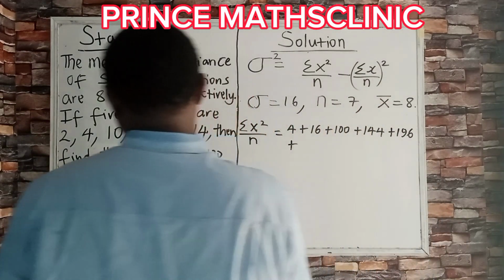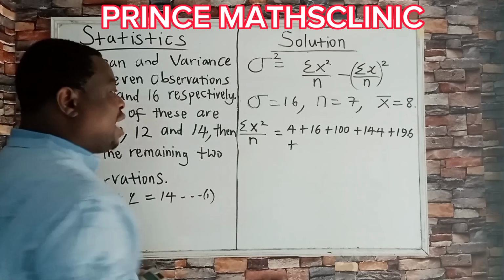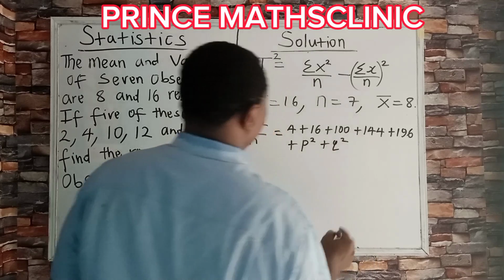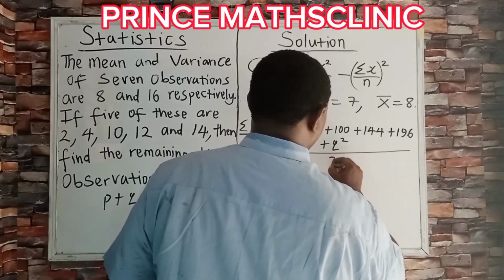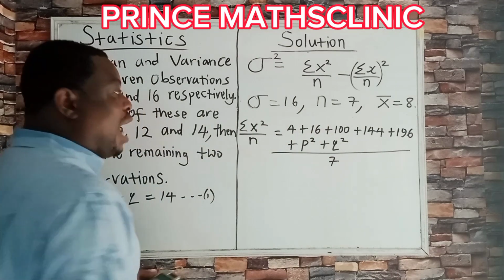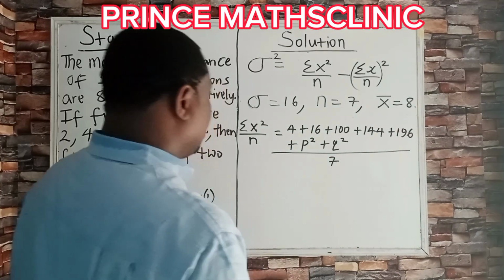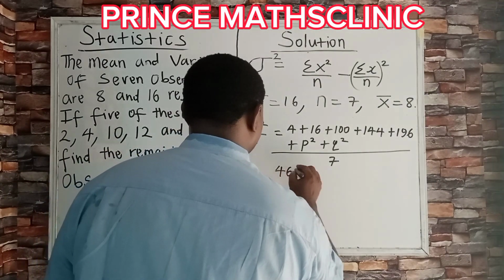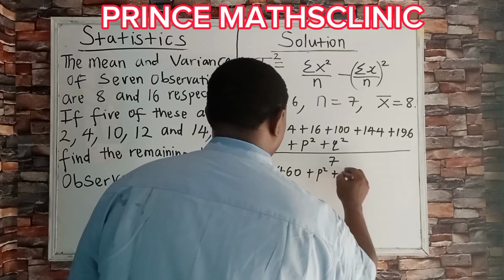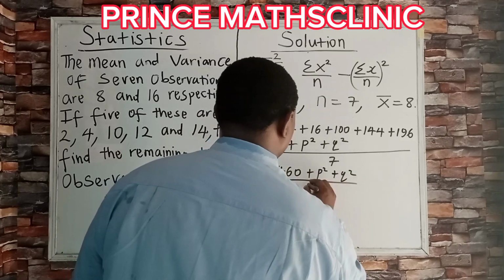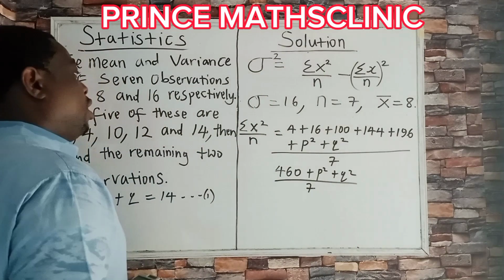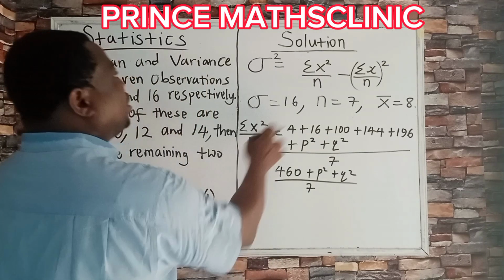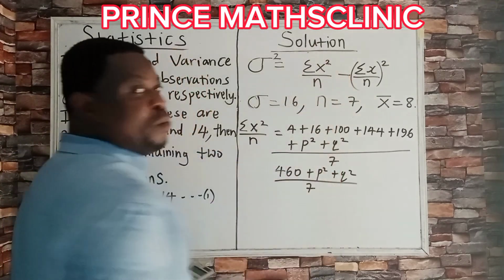Then remember, we have added P and Q to the data. So if I square P, I'll get P squared. If I square Q, I'll get Q squared. Remember, everything over 7. So let's take our time to add. So if I add, it gives us what? 460. So therefore, I will have 460 plus p squared plus q squared, everything over 7. Remember, this is my summation x squared over n, which I will need to slot into my formula.